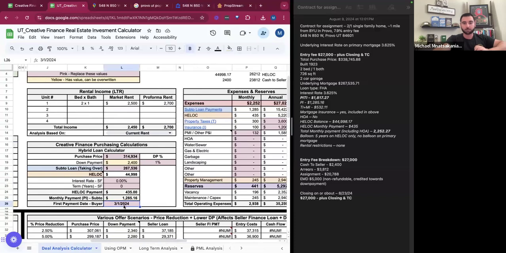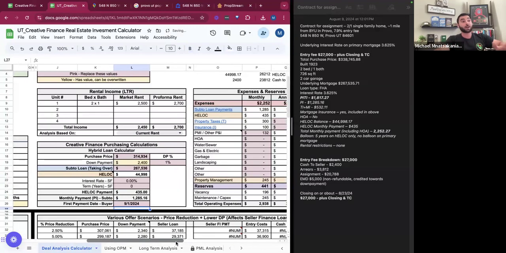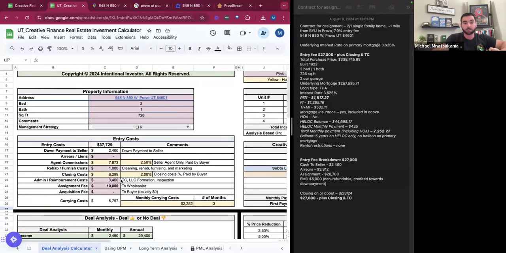So actually let's set the first payment date to what's next. It is 9/1/24. Cool. So you're going to take over and you make the very next mortgage payment since we're in August right now. All right, so now let's go to the entry costs.